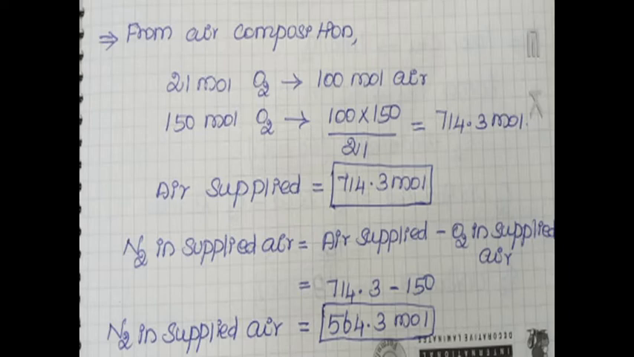Next we are going to calculate nitrogen in supplied air. Nitrogen in supplied air is equal to air supply minus oxygen in supplied air. Why? Because air is equal to oxygen plus nitrogen. We know the air value and the oxygen value, so we can easily calculate the nitrogen value. Air supply is the calculated value 714.3. Substitute here, then oxygen in supplied air is 150. The difference between these two is 564.3 mole. This is nitrogen in supplied air.